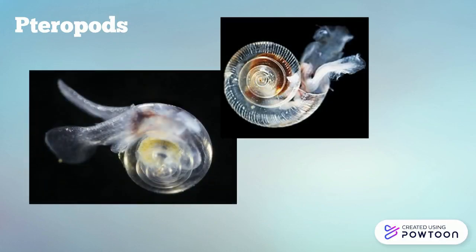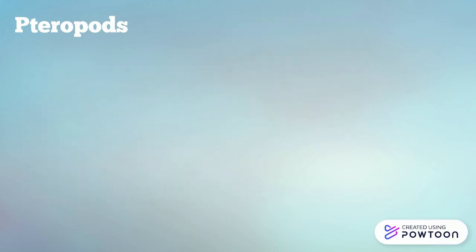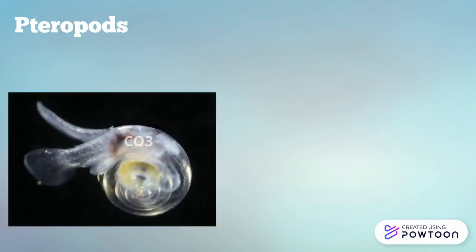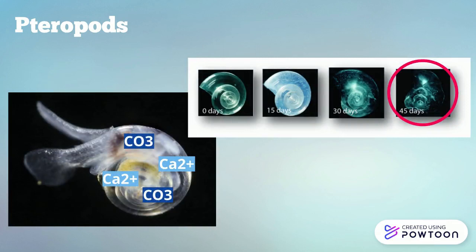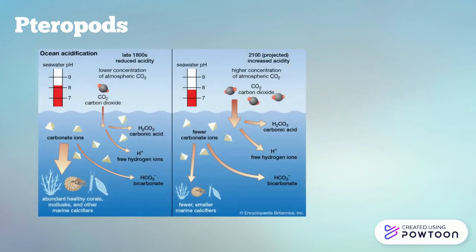One species that is at risk is known as pteropods, or sea butterflies. These small marine organisms have delicate, translucent shells that can easily dissolve by the slightest change in acidity. Pteropods are marine calcifiers. They use carbonate and calcium ions to build their shells. However, as pH decreases, the number of available carbonate ions decreases. These small planktonic gastropods are important for balancing the carbonate cycle and carbon fluxes.